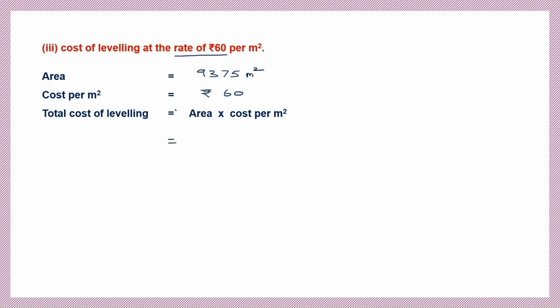So that will be 9,375 meter square into cost per meter square, which is 60 rupees. So when you multiply these two numbers, you get 5,62,500. And since we're finding the cost, we write rupees. The unit is rupees. So what is the final answer? Cost of leveling is 5,62,500 rupees.